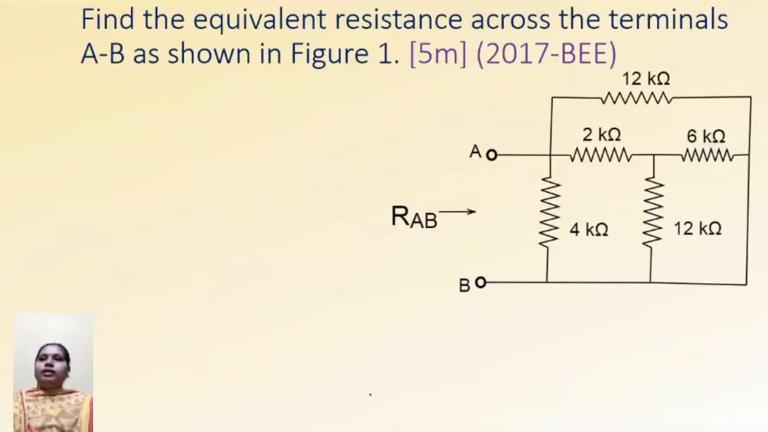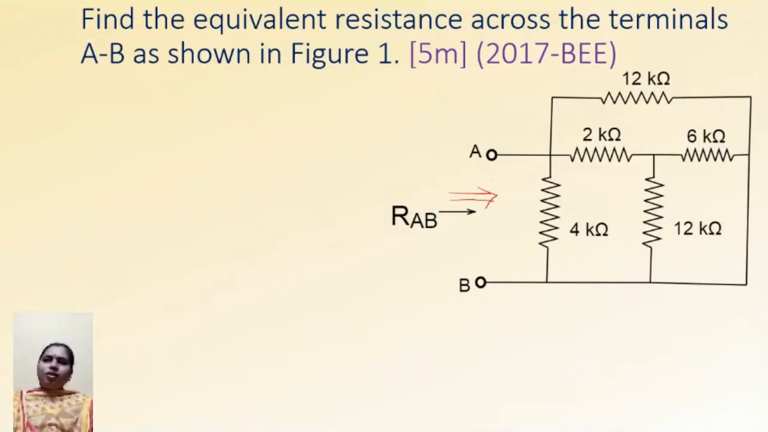Okay, so next, going to the next problem, which is the problem in 2017. It is a problem given in 2017 for 5 marks. What is that? Find the equivalent resistance across the terminals AB as shown in the figure. So if you see here, the AB terminals are here. So from this point, we need to see how the resistances are connected and find out the value of this equivalent resistance.